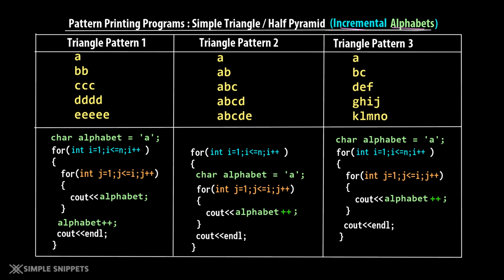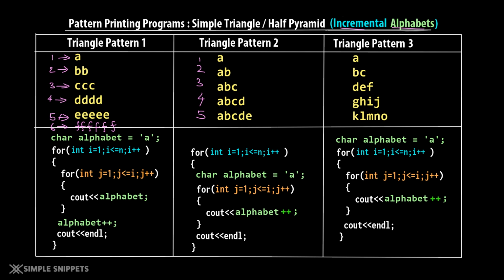In pattern 1, we have alphabet A on the first row, B on the second row, C on the third row, D on the fourth row, and so on. If we had a sixth row, it would be F 6 times. That's how the pattern progresses in pattern 1. In pattern 2, again we have 5 rows, but now we are getting consecutive alphabets: A, then A, B, then A, B, C, then A, B, C, D, in proper ascending order starting from A to E.